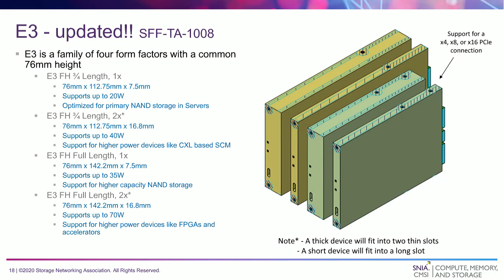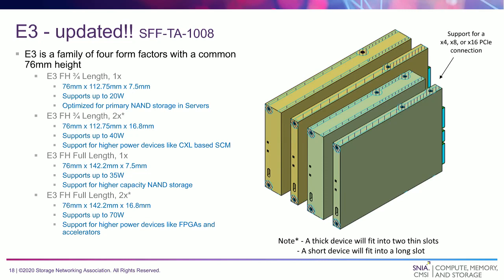The good folks at Dell, Bill Lin, sent me this updated slide, so thank you, Bill. He is driving the new changes in the SFF TA1008 spec, which is the E3 family of specifications for 2U optimized EDSFF devices. As you can see, the E3 actually has four variants. In the old spec, it was short, long, thin, thick. We're moving to a new naming convention where there's a 1X and 2X device, 1X being the thin and 2X being the thicker one.